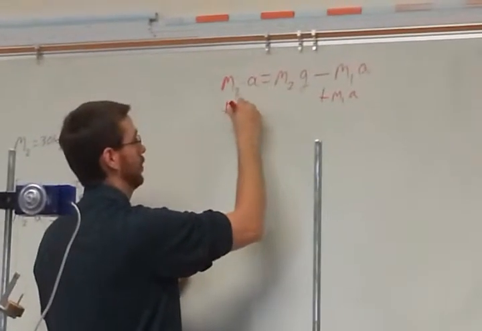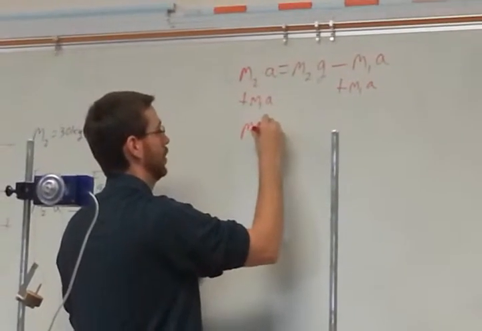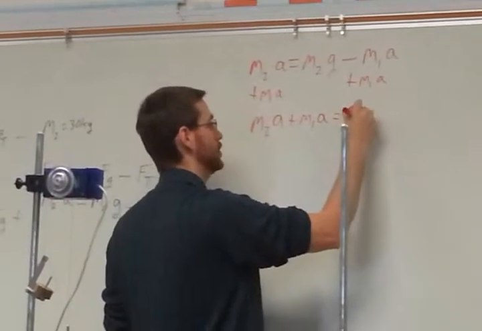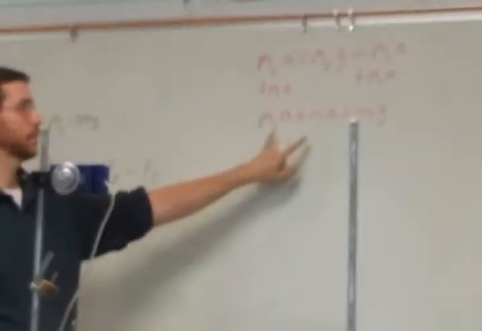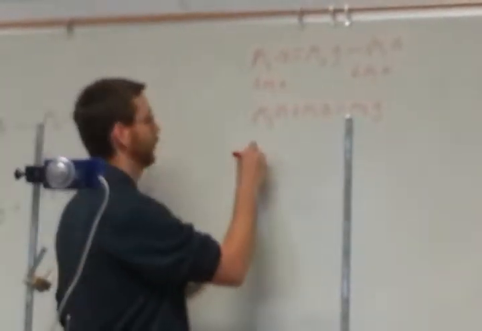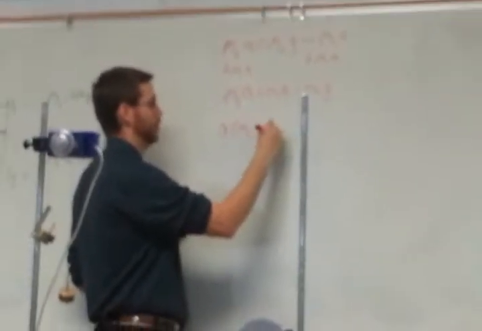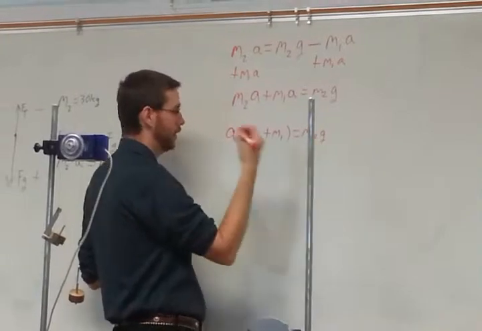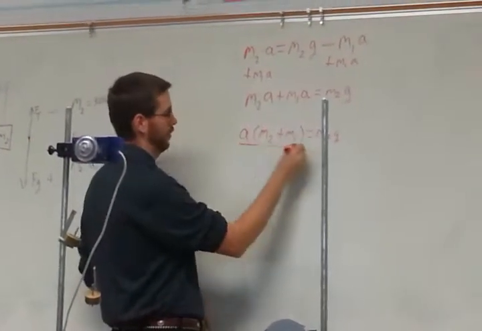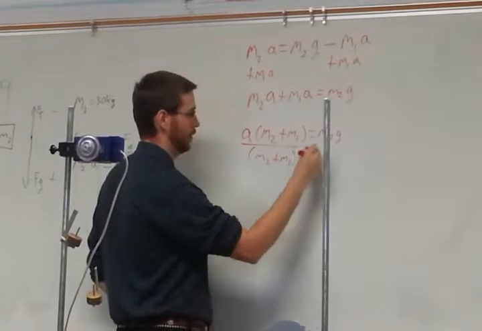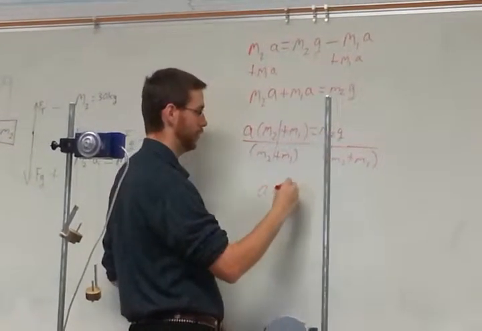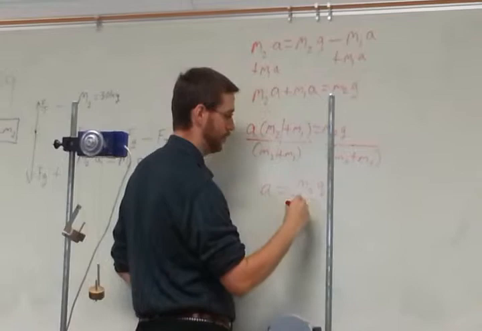M1A plus M1A. So we have M2A plus M1A equals M2G. Now what do you do? Starts with F, rhymes with raptor. Factor. Okay, factor out A: A times M2 plus M1 equals M2G. So now I divide by M2 plus M1 on both sides. That cancels, so A equals M2G over M2 plus M1.